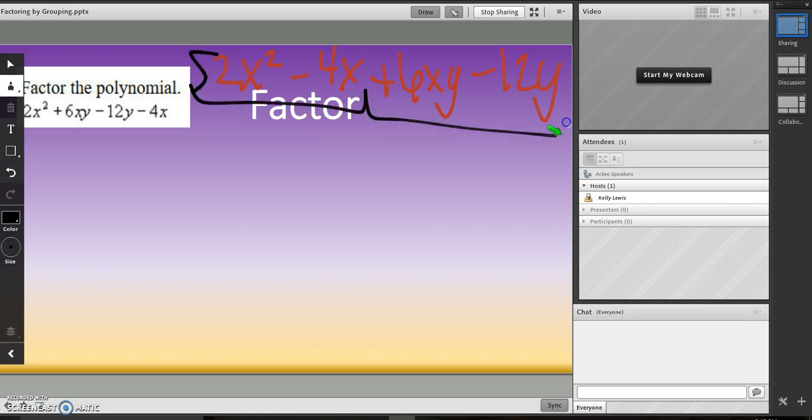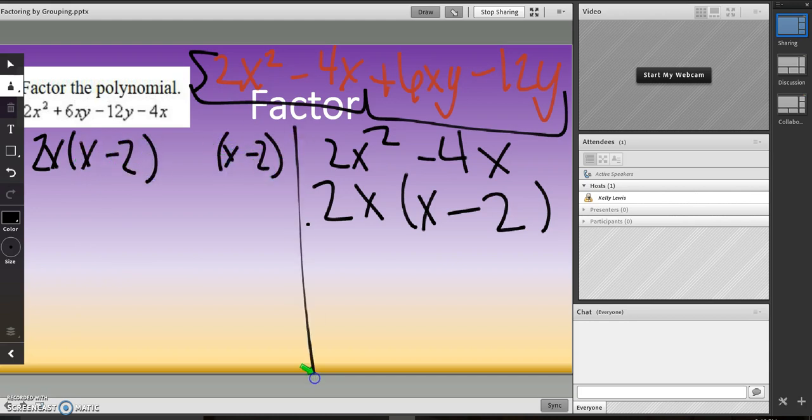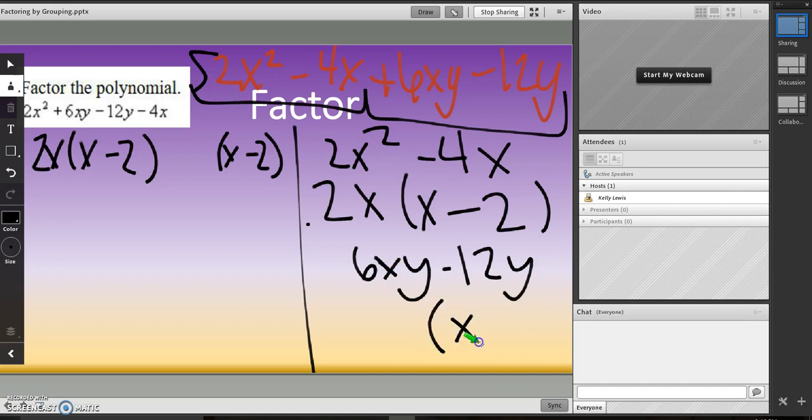First 2, second 2. All right, 2x squared minus 4x. They both have a 2, and they both have an x. 2 divided by 2 is 1, x squared and x, you have an x left over, minus sign. 4 divided by 2 is 2. So I'm going to write him over here, x minus 2. And then he's going to have to be x minus 2. And then I have 6xy minus 12y. Okay, and he has to be x minus 2.